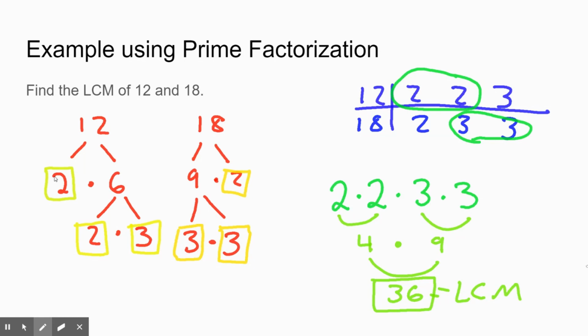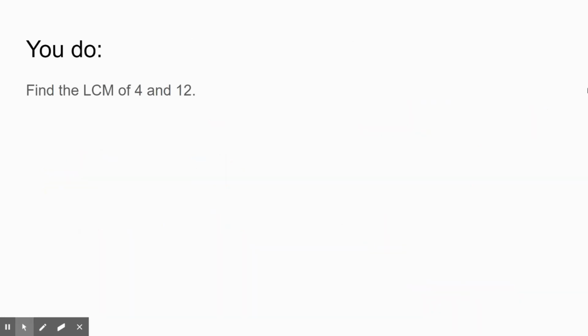Make sure you have this written down. Pause if you need to, and then we will continue from there. So now that we've gone over how to find the least common multiple, I want you to try finding the least common multiple of 4 and 12. Ready, go.